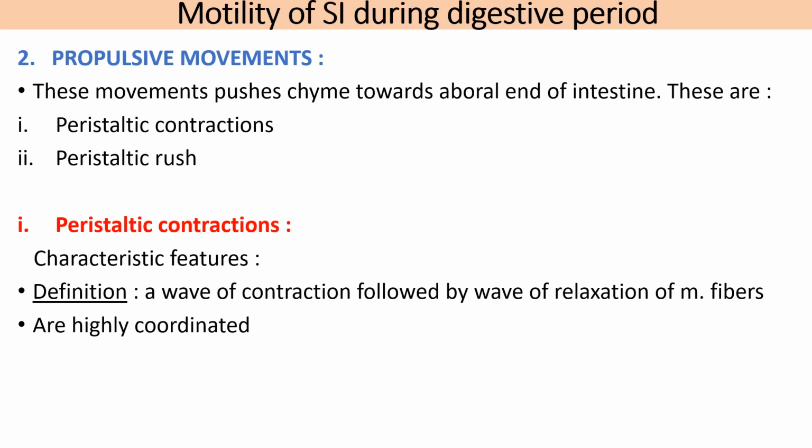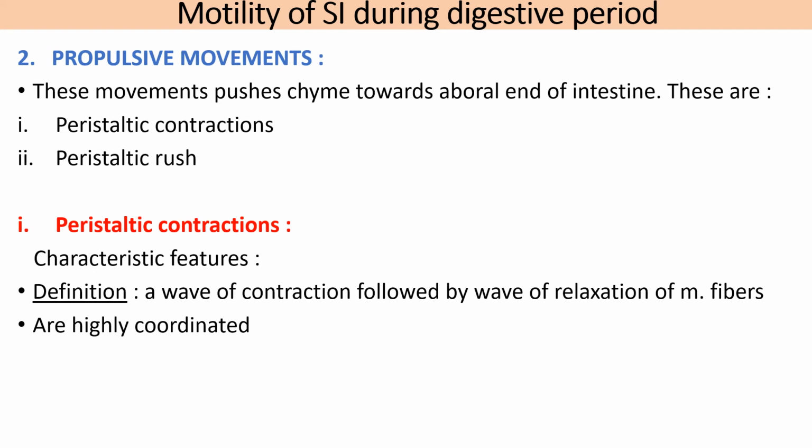Now, the second type and one of the major types of movements that can be observed in the small intestine during the digestive period is peristalsis. Peristalsis is a type of propulsive movement that mainly propels or pushes the intestinal contents towards the anal end. It also helps in digestion and absorption of nutrients, as different nutrients are absorbed at different segments of the small intestine, and peristalsis helps take the nutrients to that particular segment.